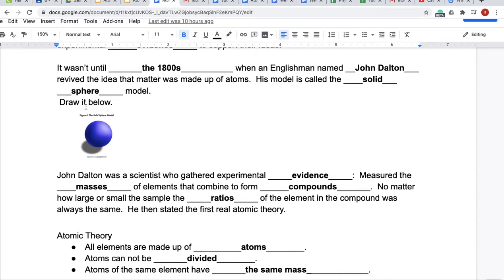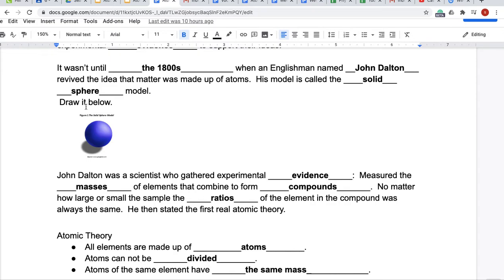Now, here's how his was different. I know it doesn't look different, but his was different because he actually gathered experimental evidence to support his model of the atom. And what he did is he actually made measurements of masses of elements that combine to form compounds. Now, compounds are molecules that have more than one atom. And what he found was that no matter how large or how small the sample of his substance was, the ratios of the elements in the compound were always the same. The mass ratio, in fact, was always the same.